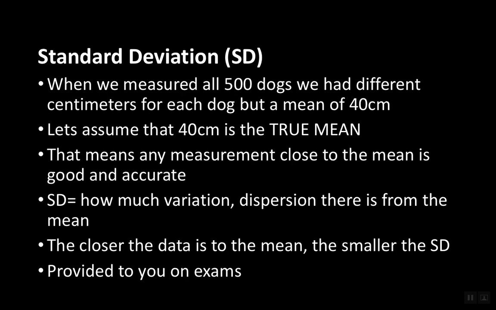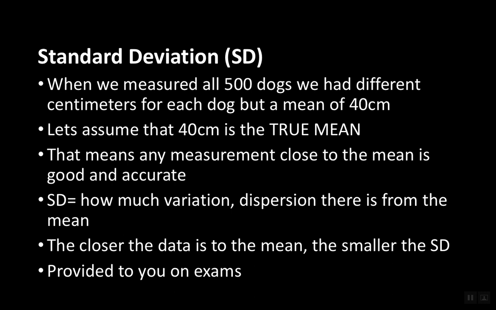Then we have standard deviation. Now with standard deviation, we want to measure, when we measured all 500 dogs, we had different centimeters for each dog, right? So one dog could have been 20 centimeters, another dog could have been 30 centimeters, another dog could have been 100 centimeters, whatever the case is. We had different numbers. The highest number and the lowest number, and a bunch of numbers falling in between.